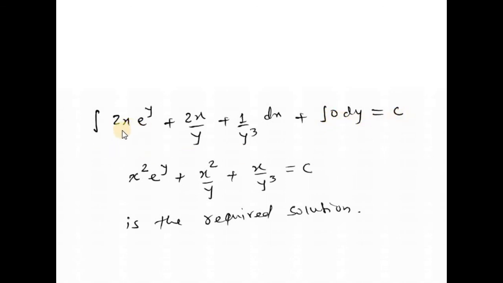Now integration of this term: 2 e raised to y will be constant because we are integrating with respect to x. So integration of x will be x square by 2, which can be written as x square e raised to y, plus here again 2 by y is constant, integration of x is x square by 2, which can be written as x square divided by y, plus 1 by y cube will be a constant, so it will be as it is, and integration of 1 dx will be x, so it will be x divided by y cube is equal to c, because integration of 0 is 0. So this is our required solution.